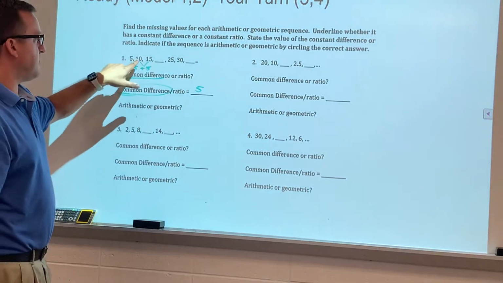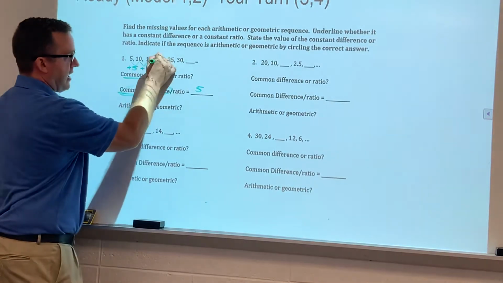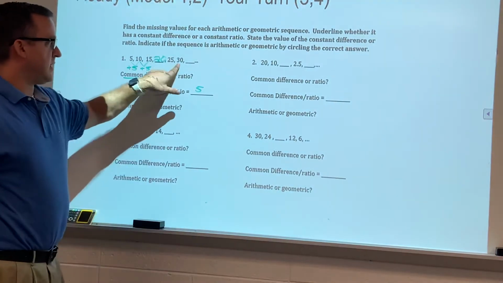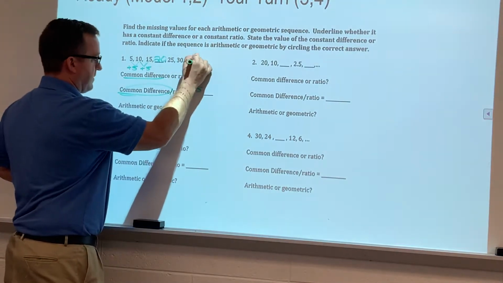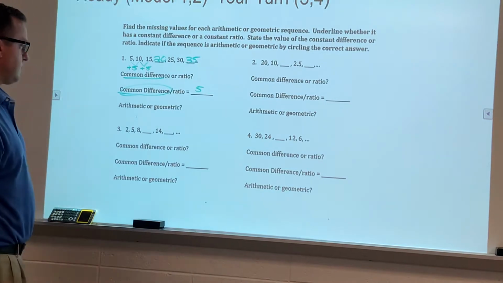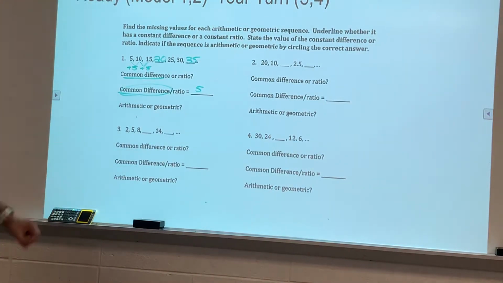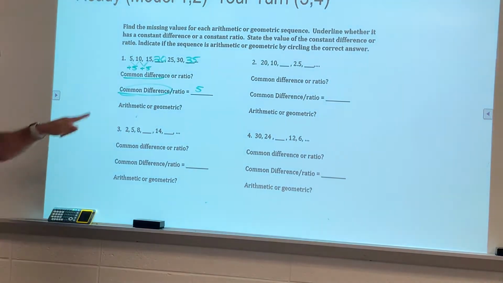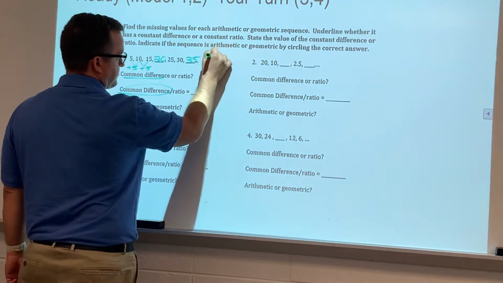And then to fill in the missing numbers, if I'm at 15 and add 5, I go to 20. And if I go to 30 and I add 5, I'm at 35. So what I'm going to do now is model this with an explicit equation to take it a step further.